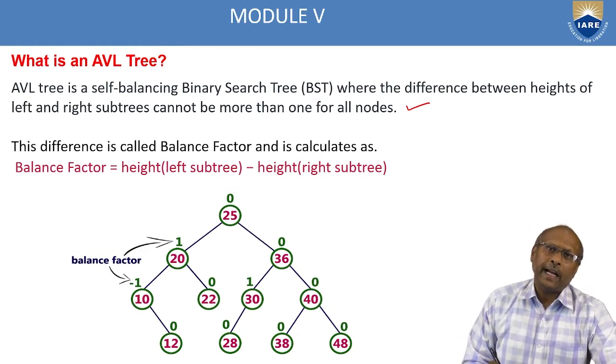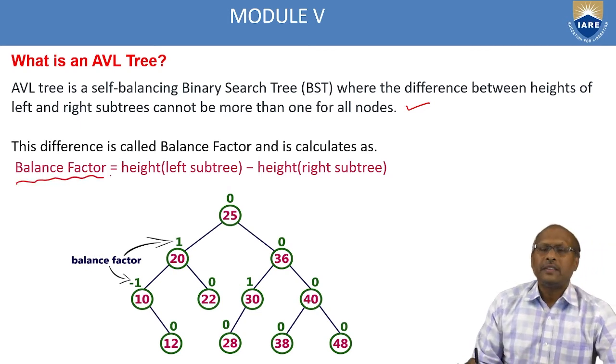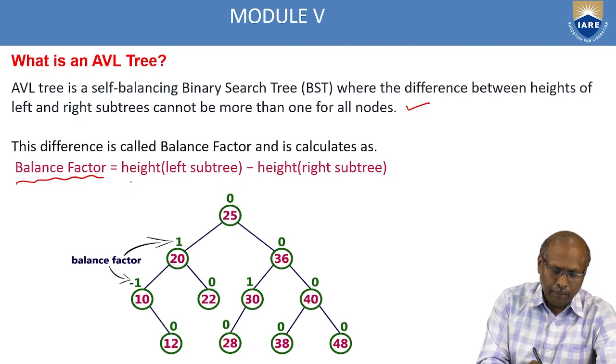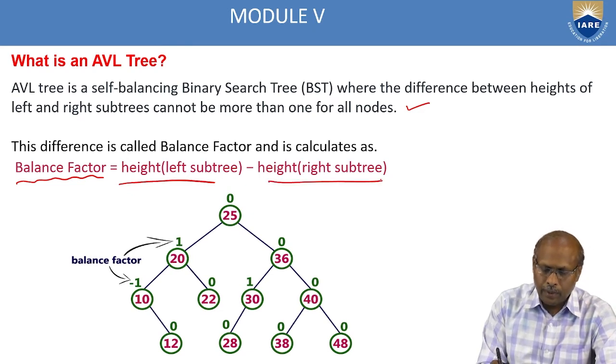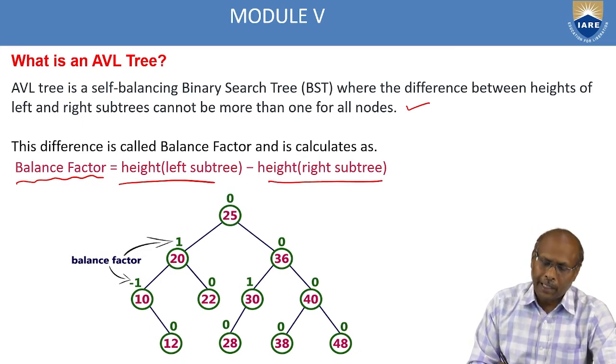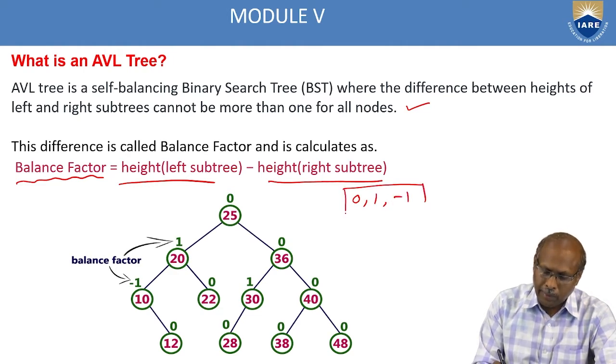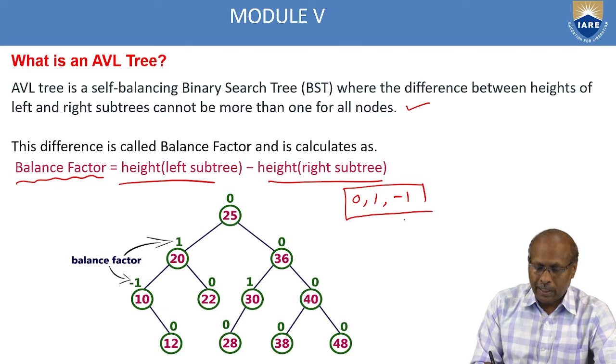To calculate height balance, you first have to calculate the balance factor. Balance factor means the height of left subtree minus the height of right subtree. That is called balance factor. For every node, you have to calculate the balance factor. If the balance factor is 0, 1 or minus 1, then that is permitted. If the balance factor is other than 0, 1, minus 1, then it is imbalanced.